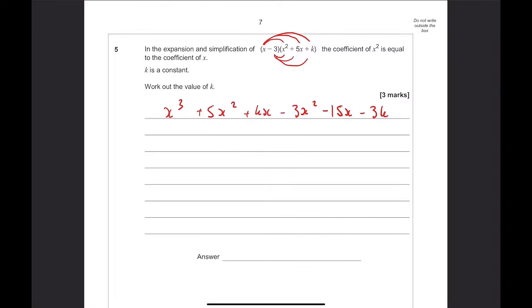We know that the x squared coefficient is equal to the coefficient of x. So we have 5x squared, we also have minus 3x squared. So if we take them away, we're going to be left with 2x squared. So the coefficient of x squared is 2. We can use that to work out the coefficient of x. So we know that the coefficient of x is going to come from the k and the minus 15. In other words, k minus 15 is equal to 2, so k must be equal to 17.